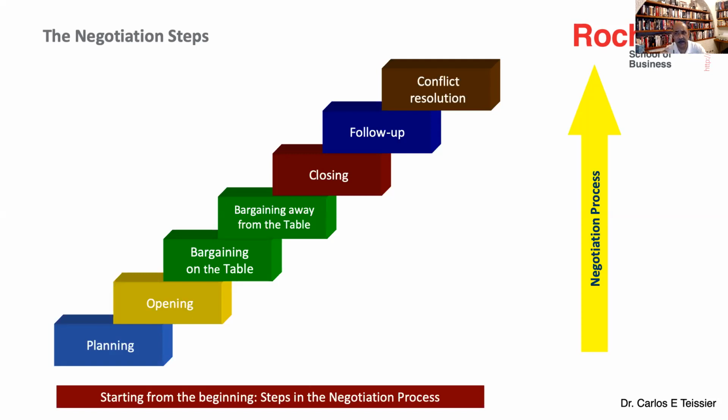Bargaining is a crucial part. It's a very important part of the negotiation, but bargaining is not the negotiation itself. Then we go to the closing. After the bargaining stage, let's say that in a certain way we arrived at a deal. Now we have an agreement, and then we go to the closing.